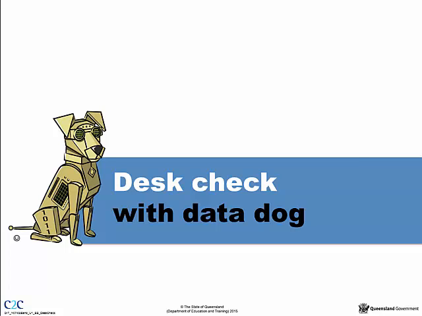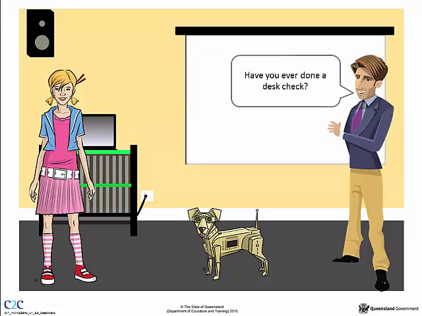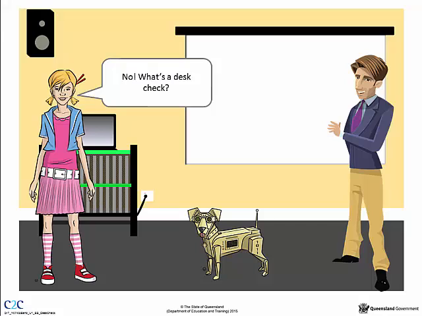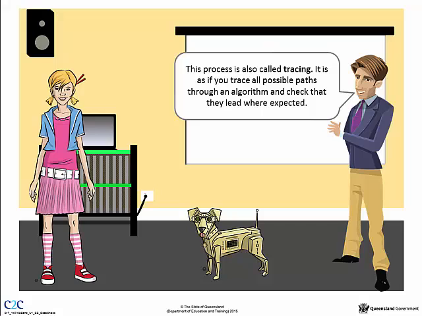Desk check with Datadog. What should I do to test if my algorithm is working? Have you ever done a desk check? No. What's a desk check? You step through an algorithm to see if there are errors and test if it does what you intend it to do. This process is also called tracing. It is as if you trace all possible paths through an algorithm and check that they lead where expected.